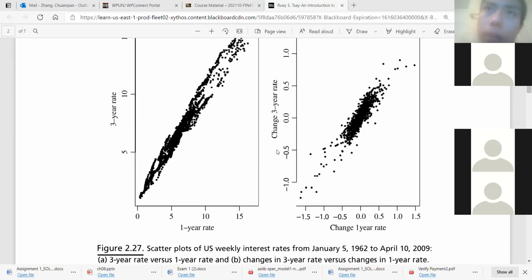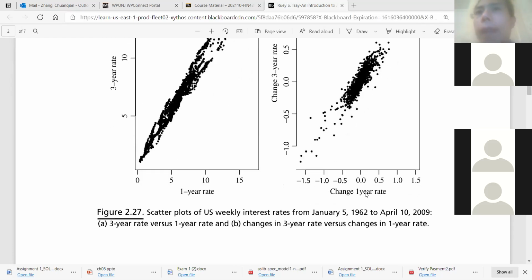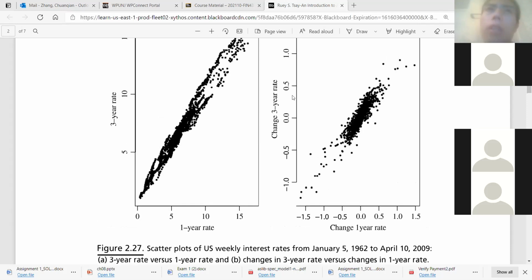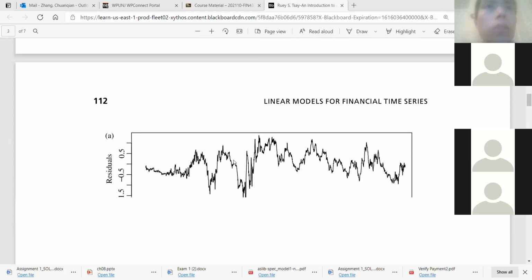And this one looks into the change. That means you look at the change in the 1-year rate and the change in the 3-year rate. Again, they are also correlated. So it looks like they are closely correlated, and we expect their coefficients should be significant to some extent, right? And let's do this regression.